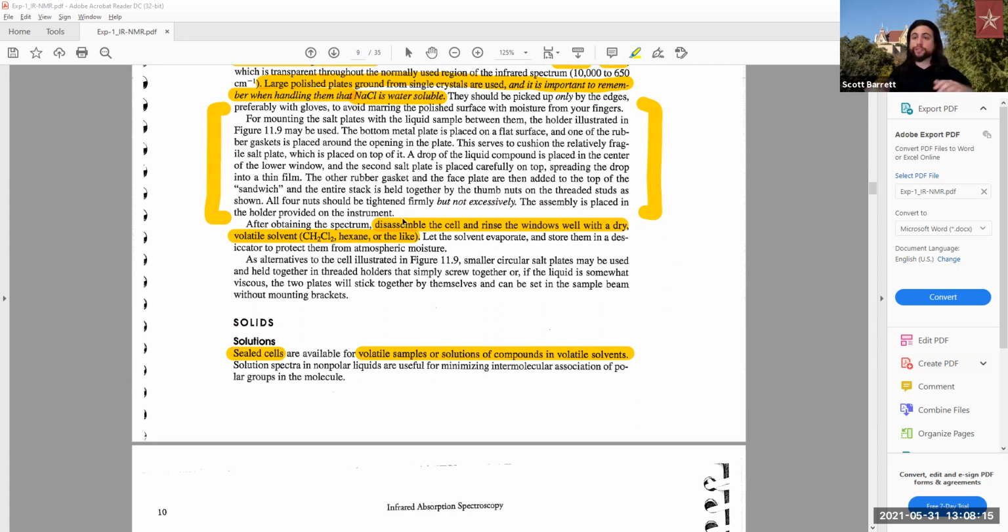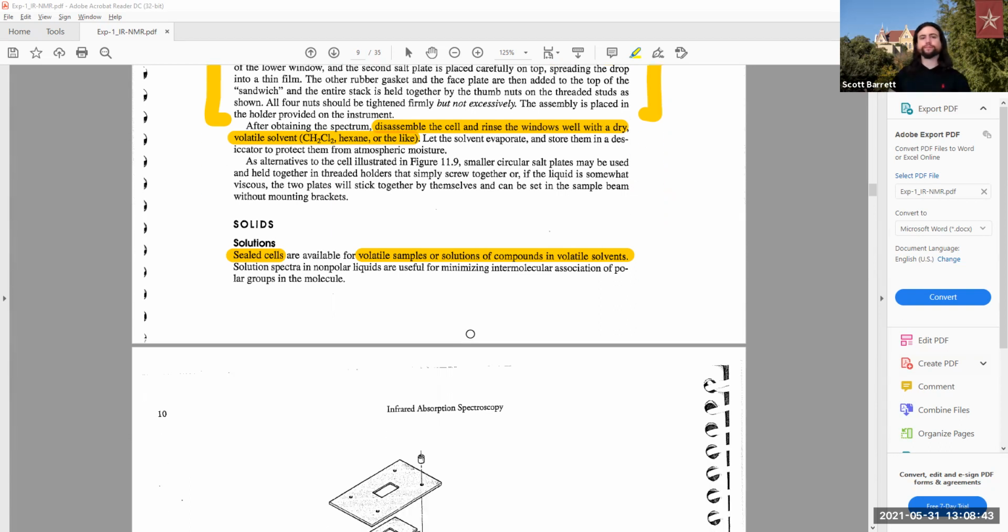Afterwards, one important thing to know is that if you ever run this in lab, make sure to disassemble the cell. Never leave it there for it to crust up and the compound to just sit there dirty. Always make sure to clean it. So you rinse the windows well with a dry volatile solvent, DCM, hexane, possibly acetone, anything volatile that would evaporate. That way it doesn't ruin your next spectra going forward.